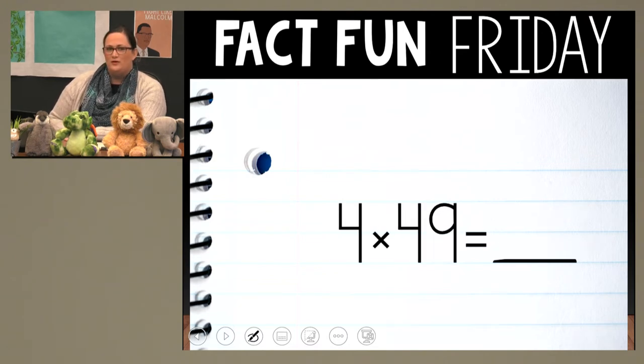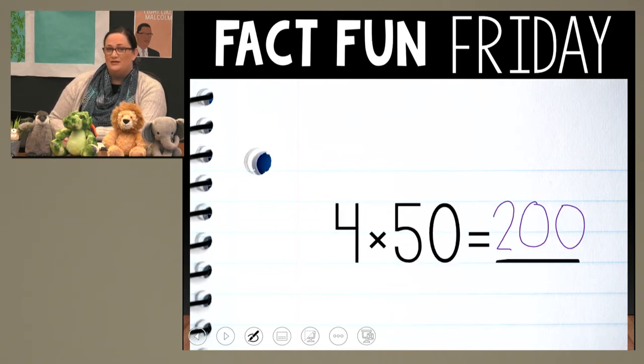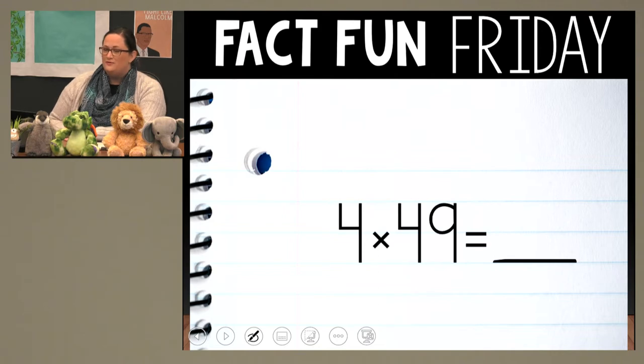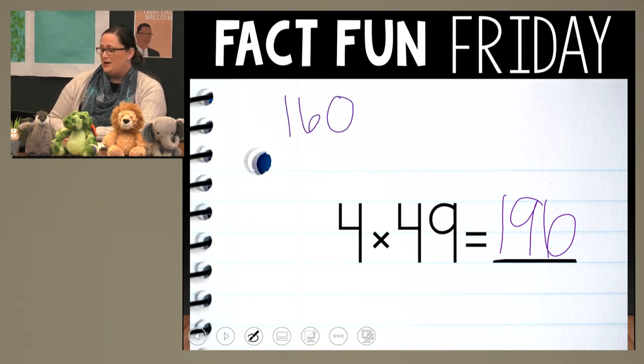Ooh, 4 times 49. Oh, we could make this complicated, or we could think about what we know. If we know 4 times 50, that's 4 groups of 50, or 50 groups of 4, then we know 4 times 49, because it's 4 groups of 49 or 49 groups of 4. We just take one of the groups of 4 away. So what's 200 minus 4? Think of friends of 10. What goes with 4 to make 10? 196. Now I could check that thinking. I know 4 times 40 is 160. And I know 4 times 9 is 36. And if I add 160 and 36, I get 196. It worked.